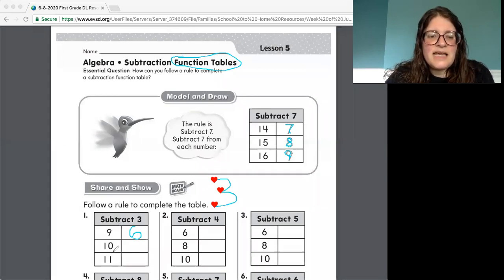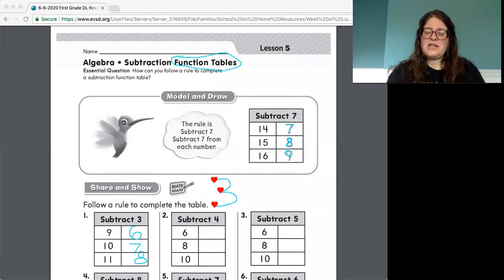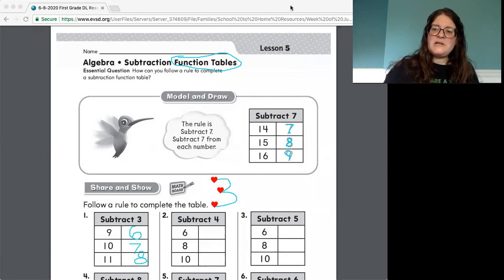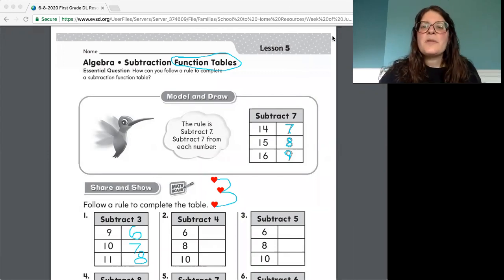If I say 10 and I subtract 3, I can say 10, 9, 8, 7. 11, 10, 9, 8. So you can see there's a pattern here because these numbers are in order: 9, 10, 11, subtract 3, 6, 7, 8. So function tables are like a little calculator for yourself.